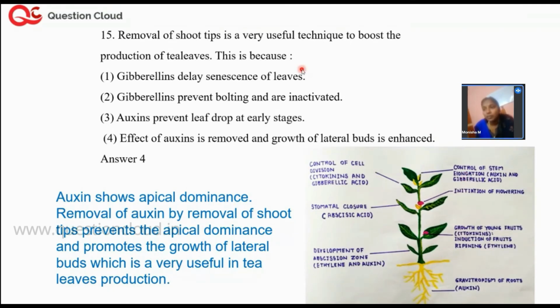Now, when we trim the shoots of the tea leaf plant, auxins are removed so that more buds can be promoted. So that is the reason why you have trimming of shoots. Usually, auxins are important for cell elongation and they are present at the shoot tips. So if we remove the auxins, bud formation will be helpful. So that is the reason.